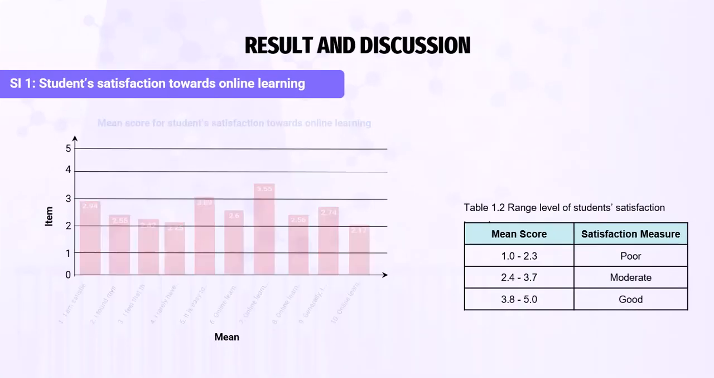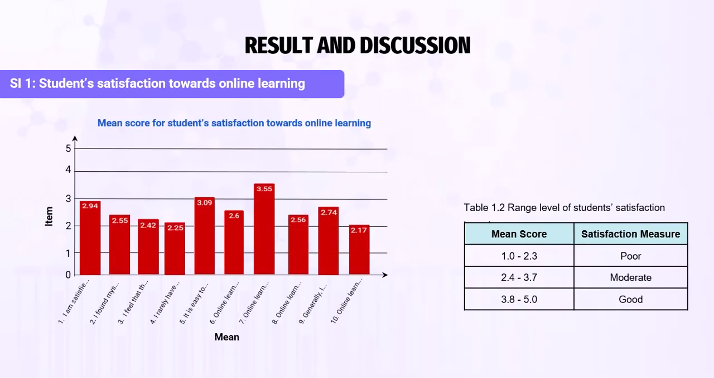This figure shows the mean score for student satisfaction towards online learning. There are 10 items, and questions related to student learning satisfaction were asked in the survey. Firstly, for the first item, the mean score is 2.94 and according to the table, the satisfaction measure is moderate. This is because many students had a neutral opinion towards the new norm in online learning.